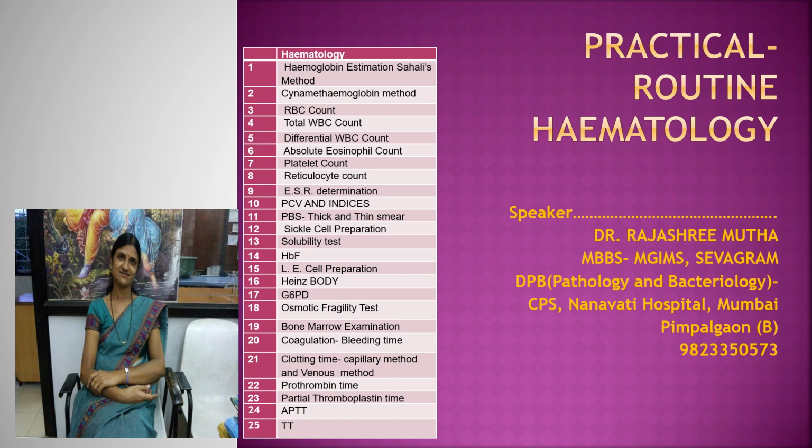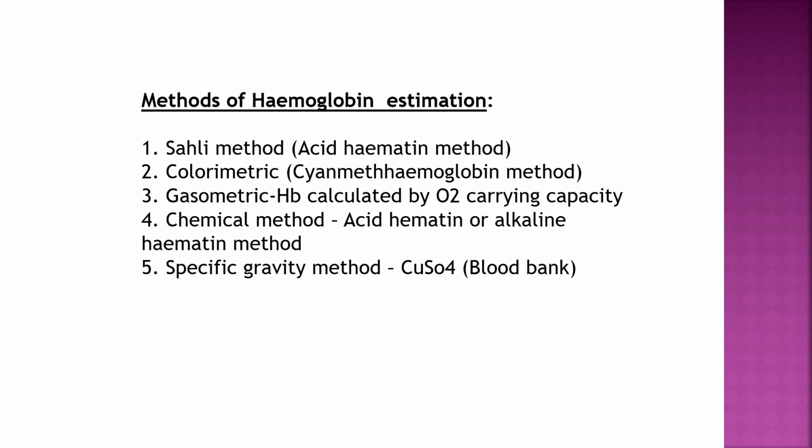So from now onwards we will be having discussion on the topics. First is hemoglobin. The methods of hemoglobin estimation. The first one is Sahli method. The principle is acid hematin method. The second is colorimetric method. The principle is based on cyanmethemoglobin method.